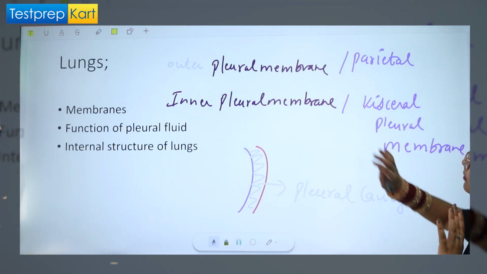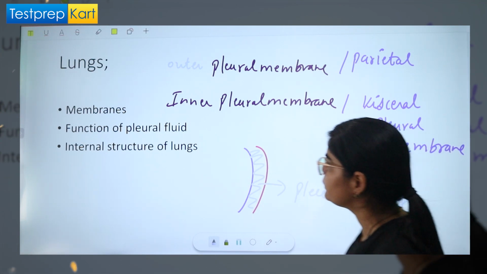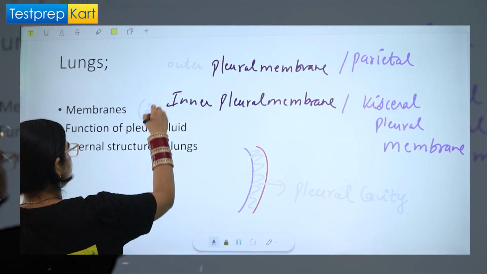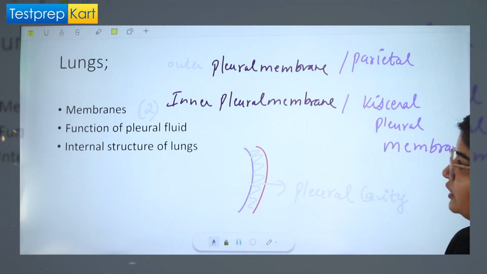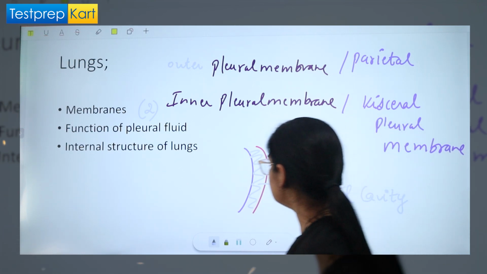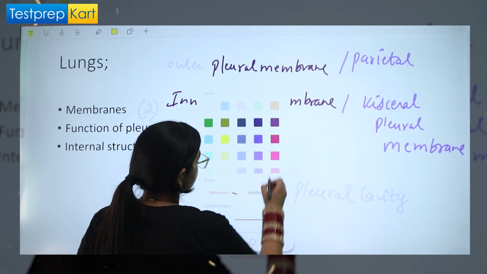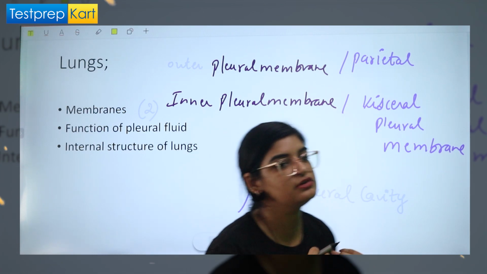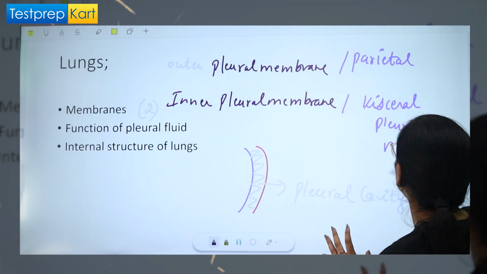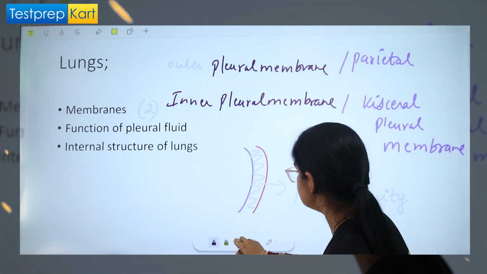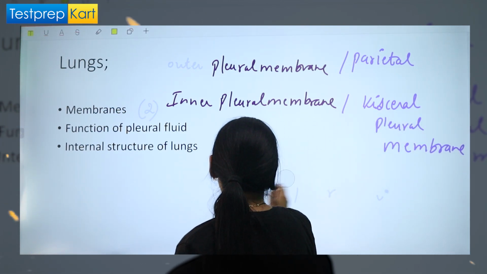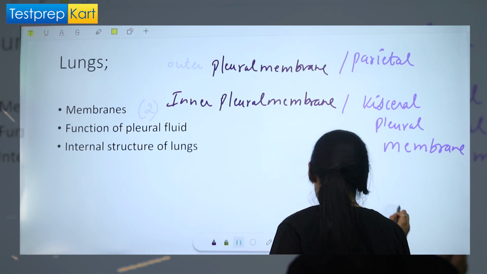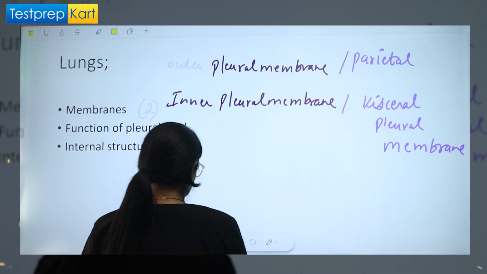So this is all about the membranes. There are two in number, that is outer pleural membrane and inner pleural membrane. Outer pleural membrane is also known as parietal membrane, and the inner pleural membrane is also known as visceral pleural membrane. And outer pleural membrane is in direct contact with the thoracic cavity. As we are saying that lungs are present in thoracic cavity, so outer pleural membrane is in contact with thoracic cavity. You can note this point: out of the pleural membranes, which membrane is in contact with the thoracic cavity.